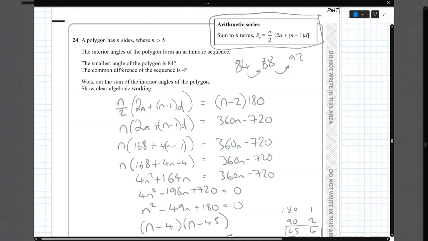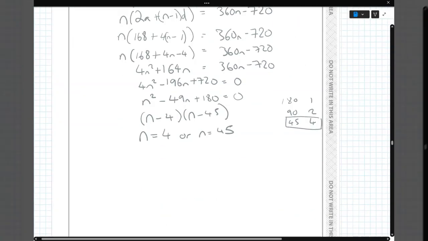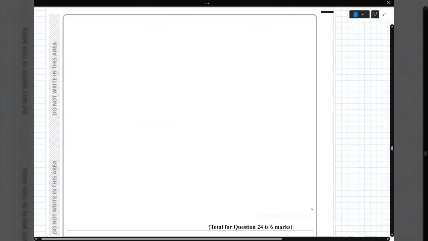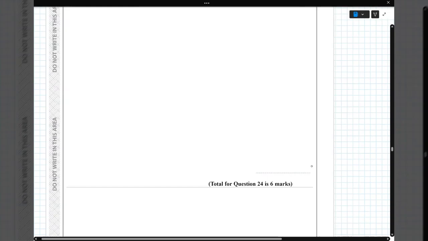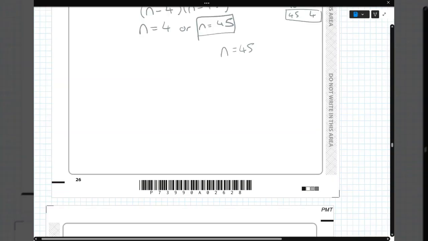However, when we go back to the top of the question, n has to be greater than 5. Therefore, our final answer is n equals 45. And all the way at the bottom it should be, here we go, 45. Oh, I haven't finished. Oh, I'm so glad I've scrolled down. Look at that.